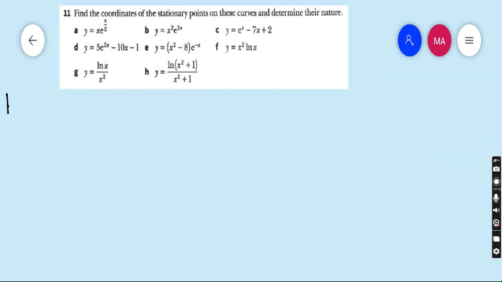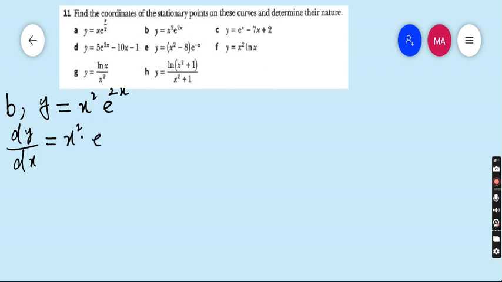Part B is y is equal to x square e power 2x. Again, first we have to find the derivative. We will use the u into v formula. u dot derivative of e2x, which is e2x into 2, plus e2x dot derivative of x square, which is 2x.